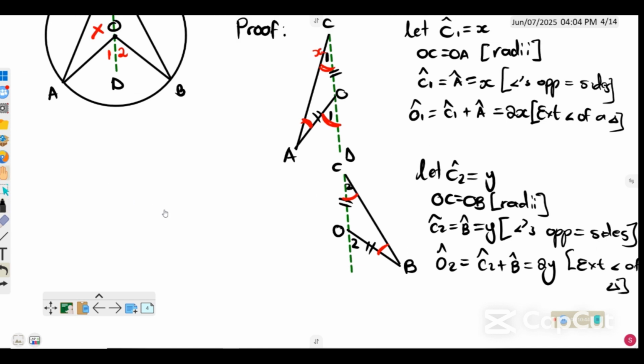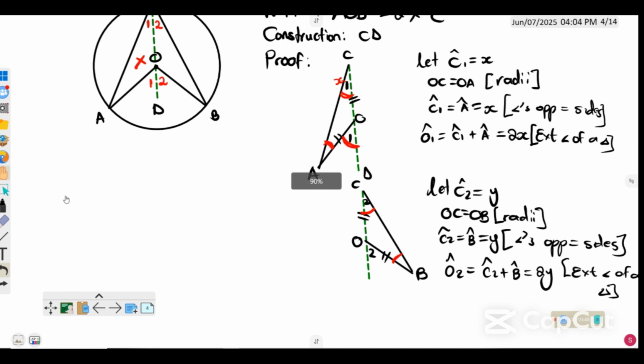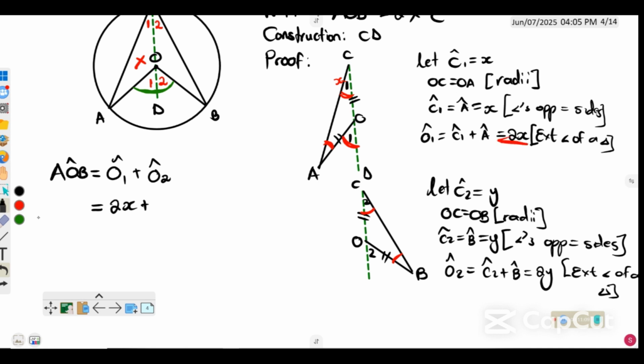Remember what we just proved. We just proved that O1, let's look at AOB. This whole angle AOB right here, AOB is equal to what? Angle AOB is equal to angle O1 plus angle O2, right? As you can see, there's no reason for that. But O1 was calculated to be equal to 2x on that one. So we have 2x. And then we calculated O2 in the second step to be 2y.